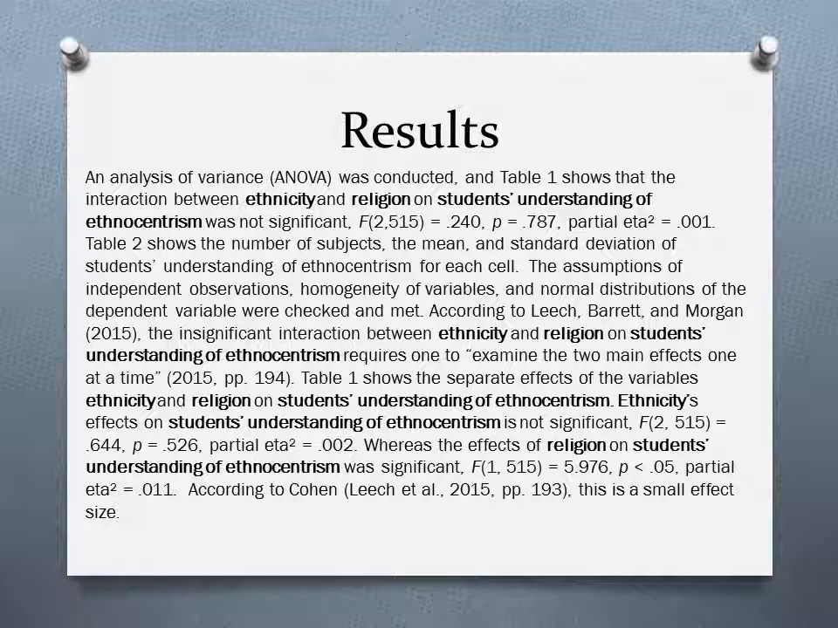Table 1 shows the separate effects of the variables ethnicity and religion on students' understanding of ethnocentrism. Ethnicity's effect on students' understanding of ethnocentrism is not significant, F equals 0.644, P equals 0.526, with partial eta squared of 0.002. Whereas the effect of religion on students' understanding of ethnocentrism was significant, F equals 5.976, P is less than 0.05, with a partial eta squared of 0.011. According to Cohen, this is a small effect size.